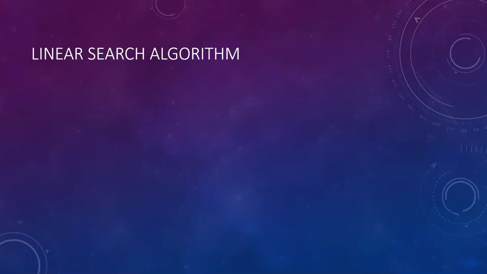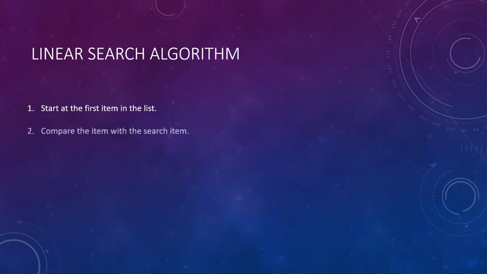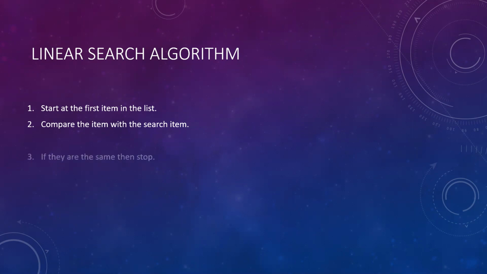So if we see the algorithm, its steps: we have already seen that it will start from the first item of the list. It will compare the item with the search item that we have given. If they are the same, then it will stop. And if they are not the same, then it will move to the next item.